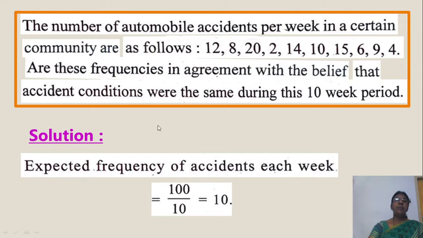For example, for the first week 12 accidents are there in a particular area. In the second week the accident number is 8. In the third week 20. Like that 10 weeks data given here. Are these frequencies in agreement with the belief that accident conditions were the same during this 10-week period?